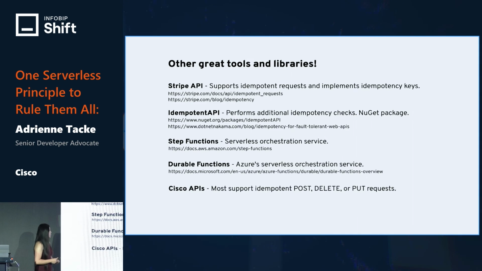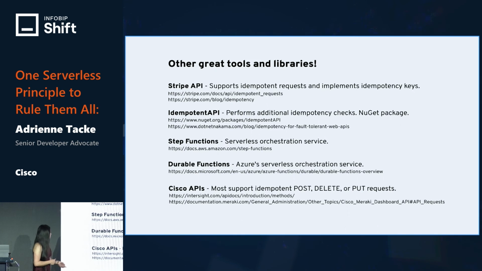And then, of course, we also have some Cisco APIs that have idempotent POST, DELETE, or PUT requests. A couple of examples are Intersight and the Meraki API that we have specifically for the Meraki dashboard. Depending on which request you're running, they have implemented it to be idempotent and built in by default.